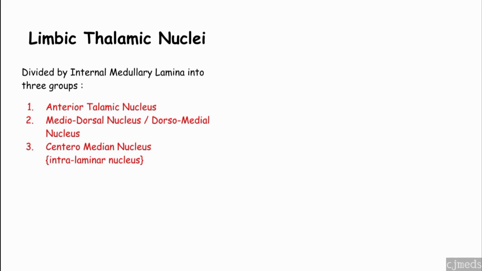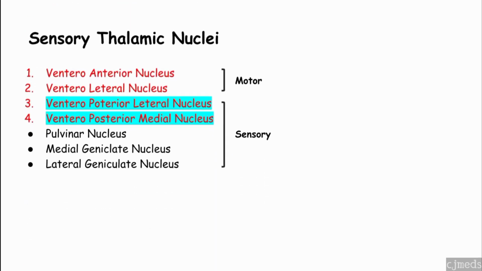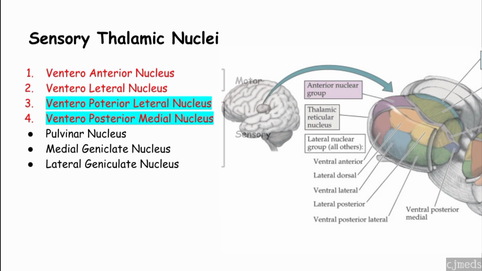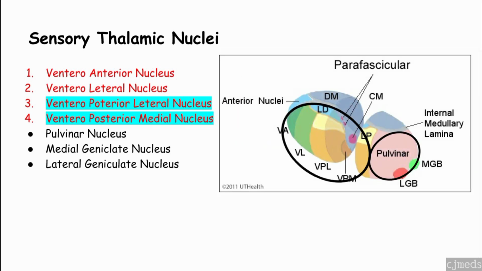Alright, so we have covered the limbic involvement of the thalamus: the anterior thalamic nucleus, the mediodorsal nucleus and the centromedian nucleus. Now let's move on towards the sensory thalamic nuclei. All the nuclei which are present here are part of the lateral nuclear group of the thalamus. We divide the lateral nuclear group into two parts, the ventral part and the dorsal part. You can also call it the anterior and posterior part.